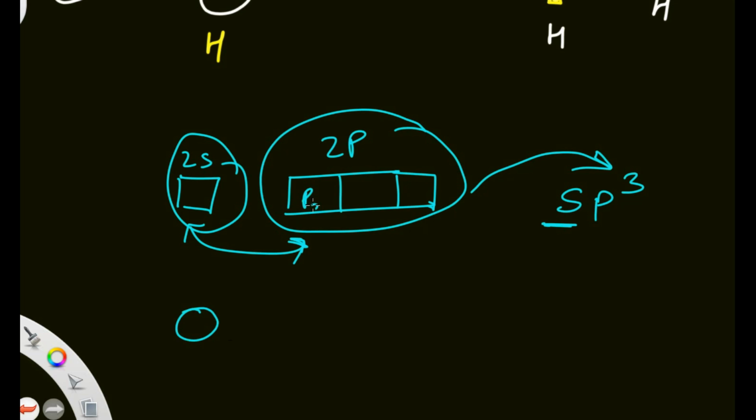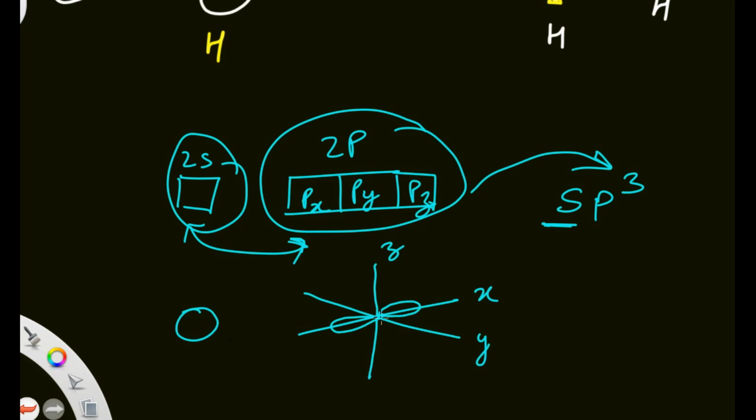Now this is px, py and pz, right? Let me make the structure: X, Y and Z. Now Px is like this, Py is like this and Pz is like this. They all are perpendicular to each other in reality, right? So when the molecule is formed, you should find that all these should be perpendicular to each other. The angle should be 90. The hydrogen combined with carbon should be at 90 degrees.